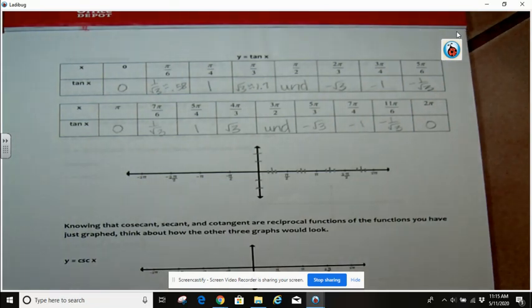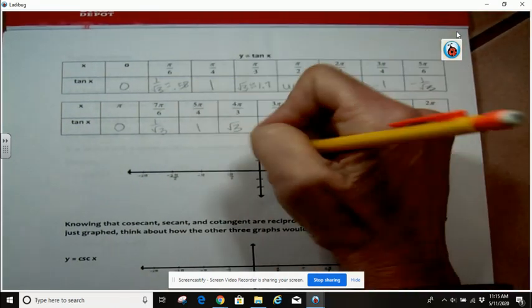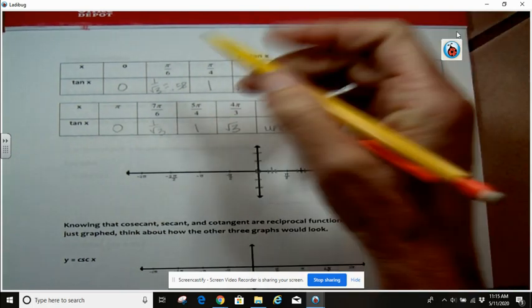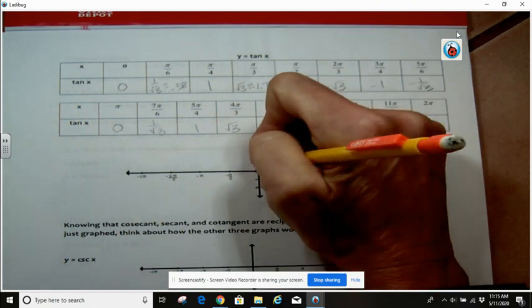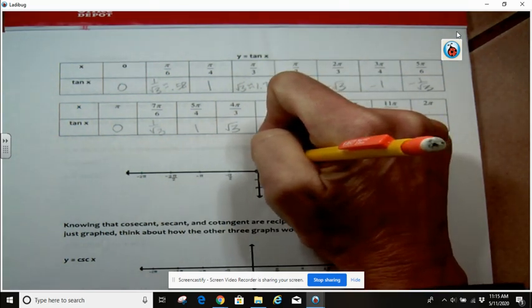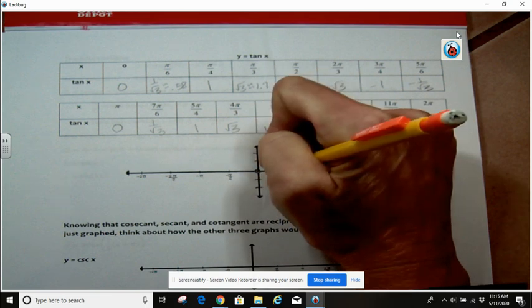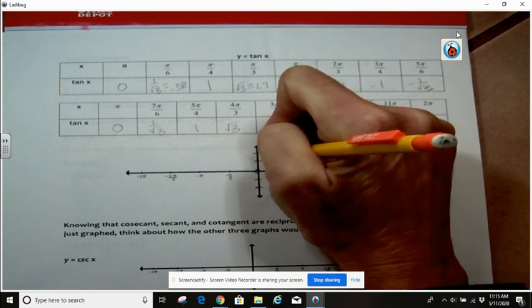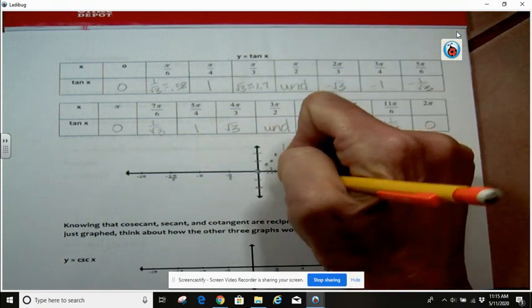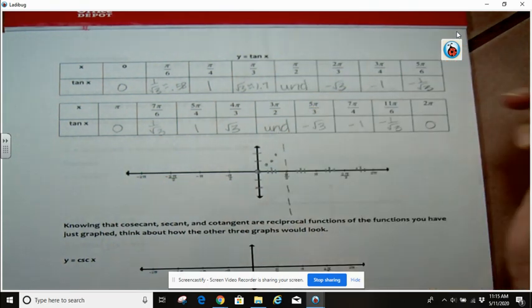All right, so I'm going to start plotting these points. 0, 0, so tangent goes through the origin, just like sine. The next angle is a little bit more than half, then up to 1, then almost up to 2. Now we're up to 1.7. Pi over 2 is undefined, though, so that's an asymptote, a vertical asymptote.